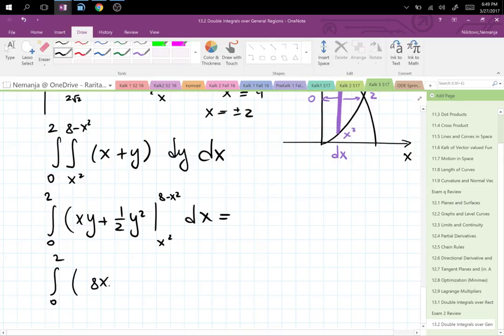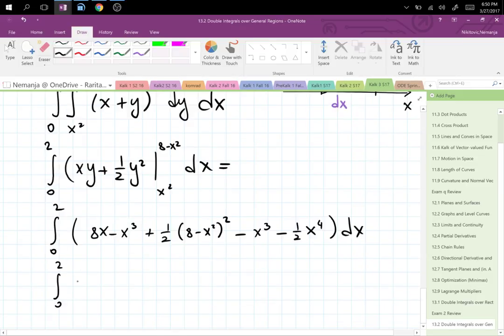So we have 8x minus x cubed plus 1/2, holy nightmare, minus x cubed minus 1/2 of x to the 4th. At least I can do that one immediately. From 0 to 2. I will combine what I can, which is 8x minus 2x cubed minus 1/2 x to the 4th, and then I gotta square this thing.